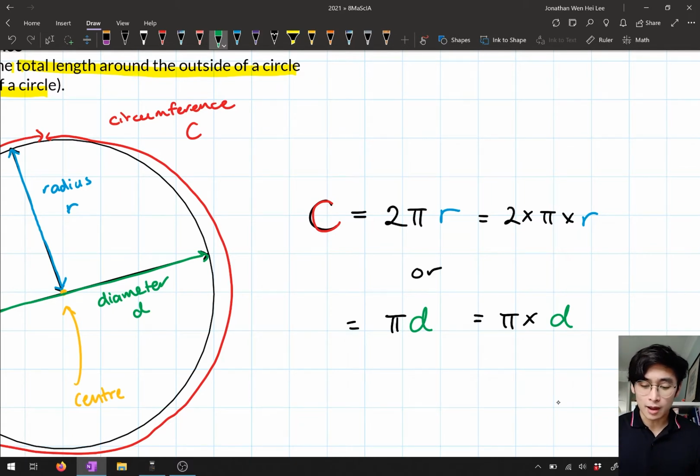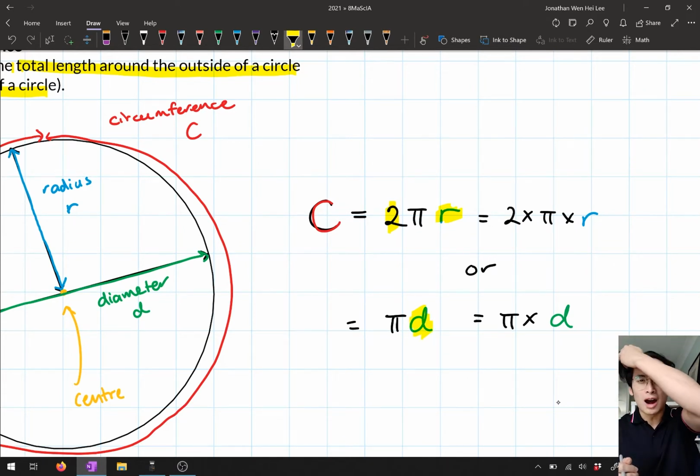The reason I've given you these two formulas is that you're going to notice they are exactly the same thing. In the first one we've got 2r, and both of them have pi, but what's different is that in the first one we've got 2r, and in the second one I've got d. If you think about it, if I've got two radiuses, that just becomes one diameter. So these two formulas are exactly the same thing, just depending on what type of measurement you get given in your question or in your circle.